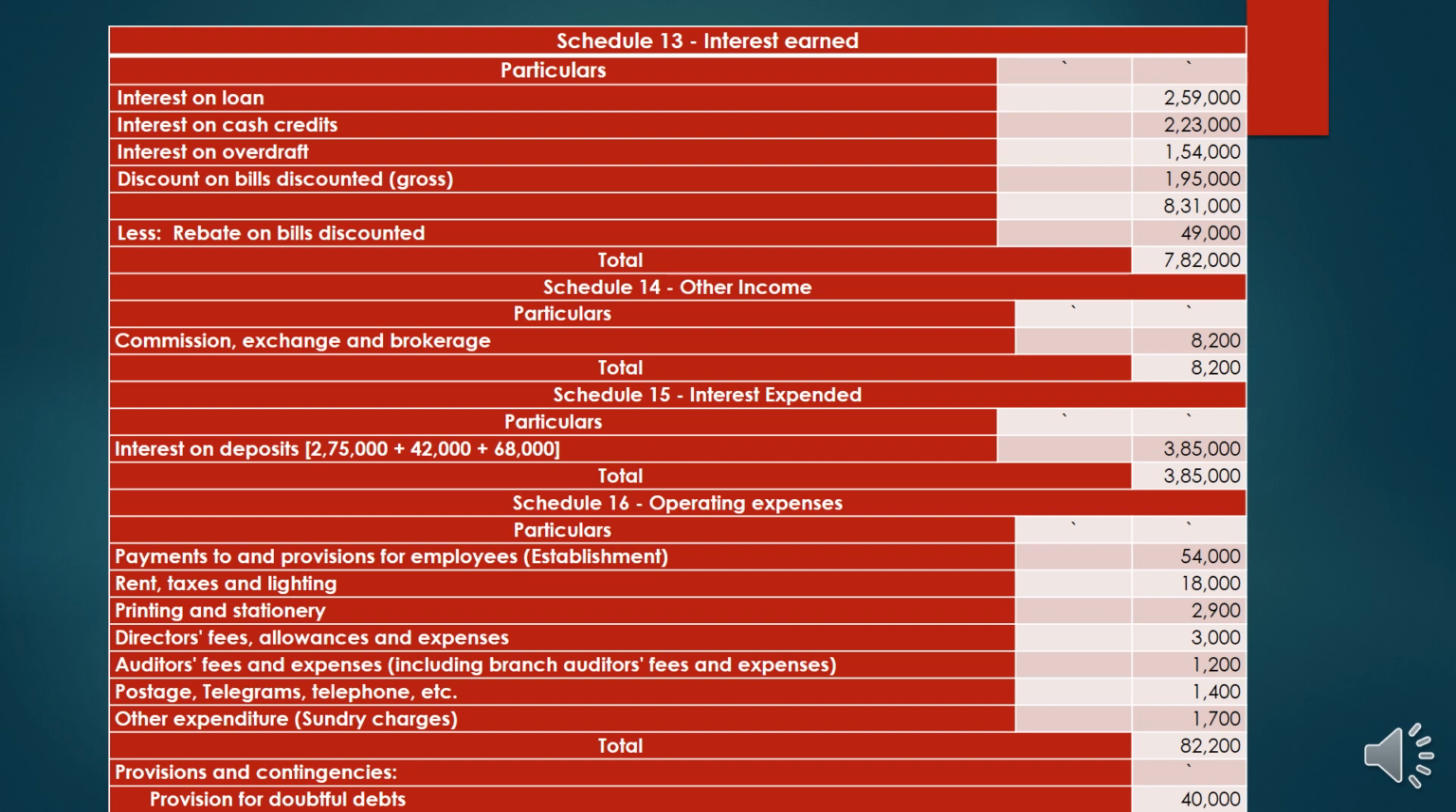Then under schedule 14 we have other income, commission. Then schedule 15 interest expended, we have interest on deposits. Next to schedule 16 operating expenses. So establishment expenses, rent, taxes and lighting, printing and stationery, director's fees, auditor's fees, postage, telegram and sundry charges. Under provisions and contingencies, we have provision for doubtful debts.